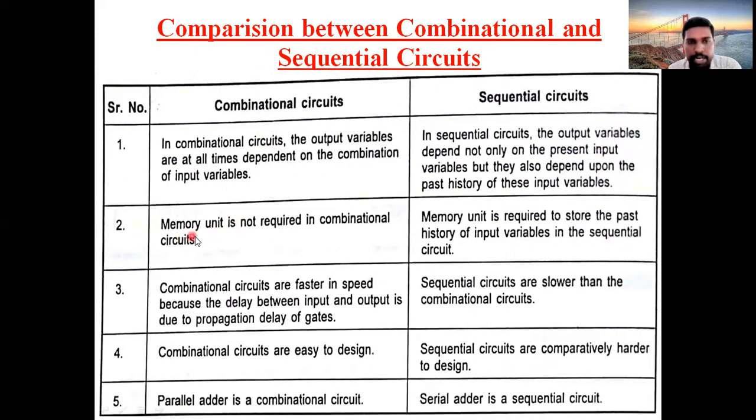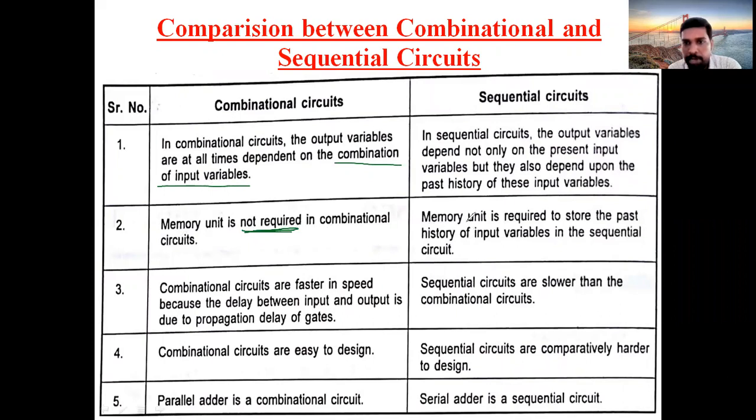Next, what is the second point? A memory unit is not required in combinational circuits. It is important. Why is a memory unit not required? Because here the output depends only on the combination of present input variables. So there is no need of storing the past output variables. That's why a memory unit is not required here. Very, very important.